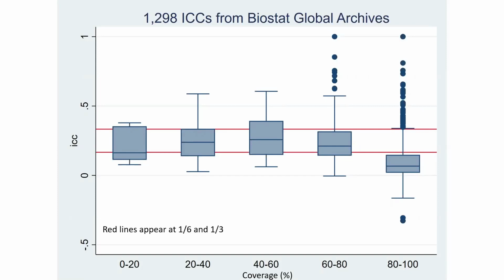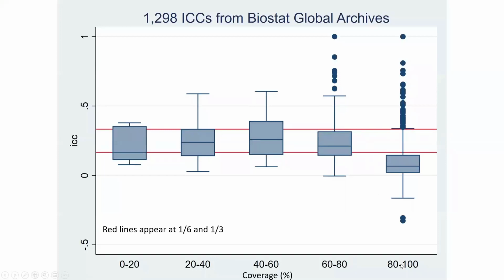And this is just a little teaser plot. So the x-axis is coverage. The y-axis is that intracluster correlation coefficient. And I put on some reference lines here. The first red line is at 1/6. So this was the value from 1982. And then the second line is at 1/3, which is the value we recommended in 2018.